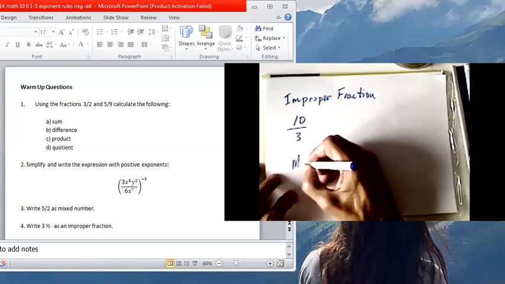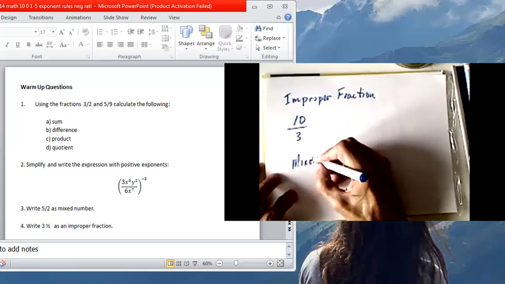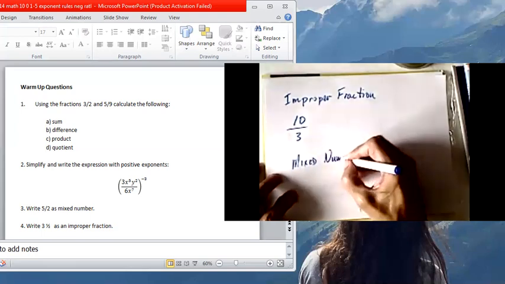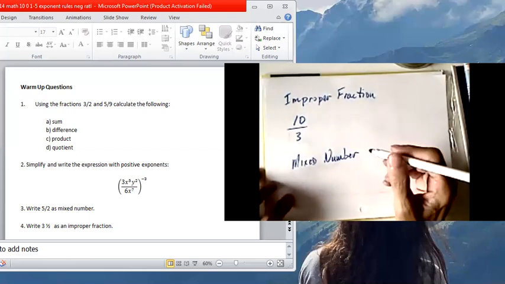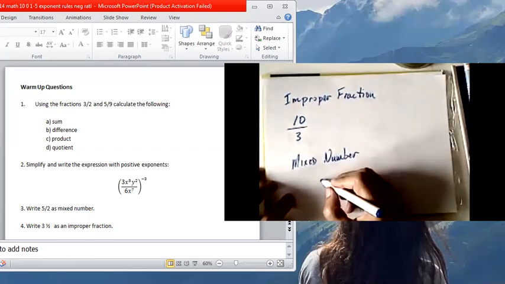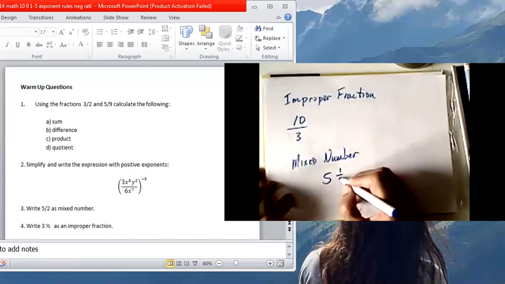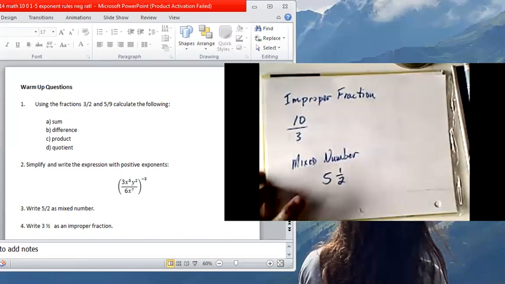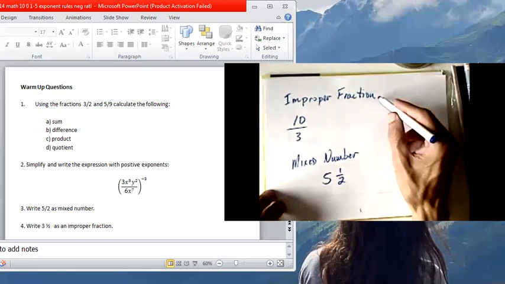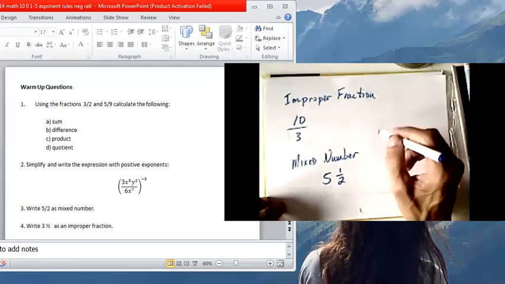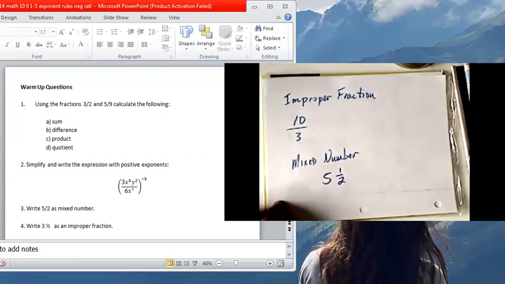That's an improper fraction. A mixed number, that's when you have the number written as 2 parts. Just like 5.5. This is a mixed number. So it's like the main part and then the little fraction piece. And what you have to be able to do is change from one type to the other. And that's what questions number 3 and 4 ask you to do.